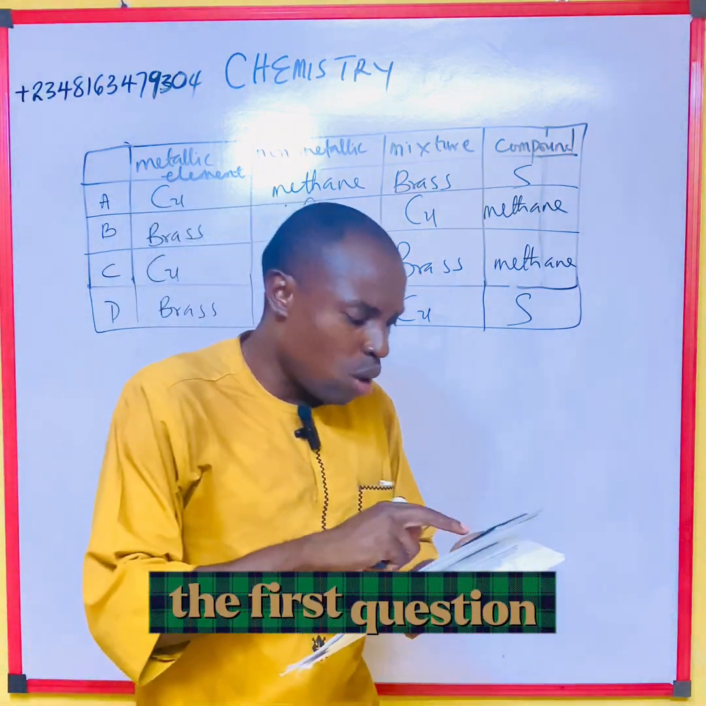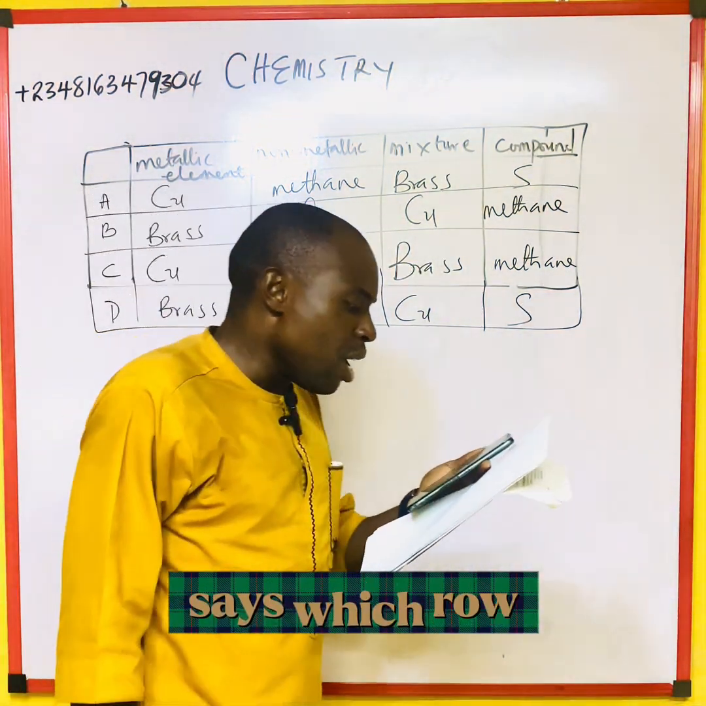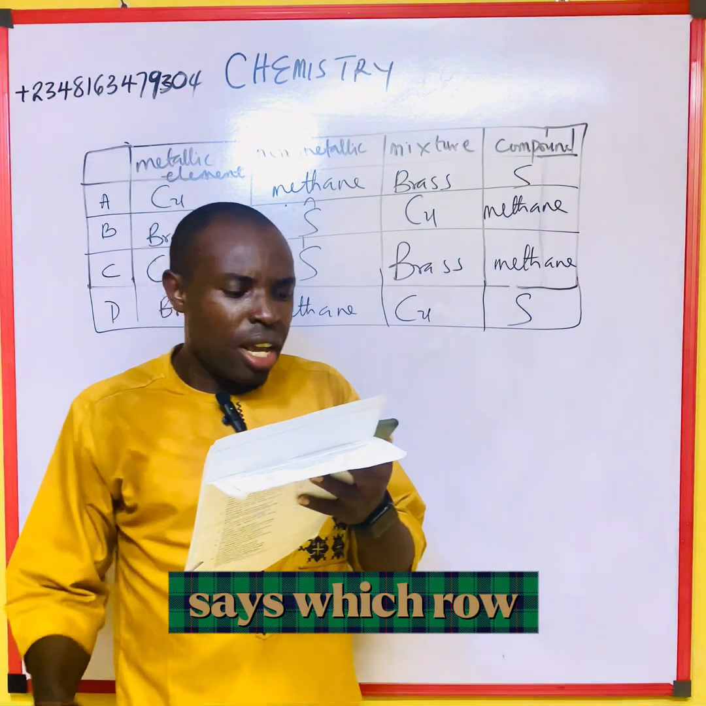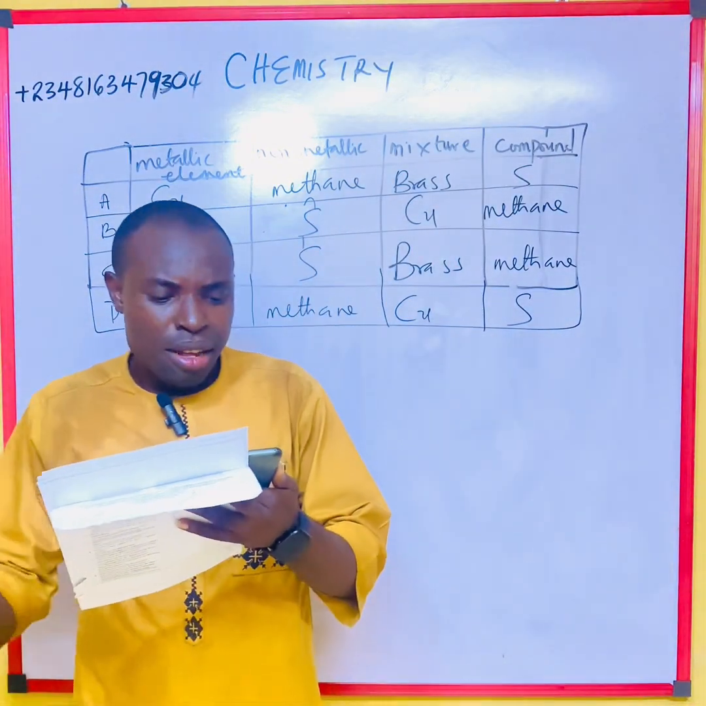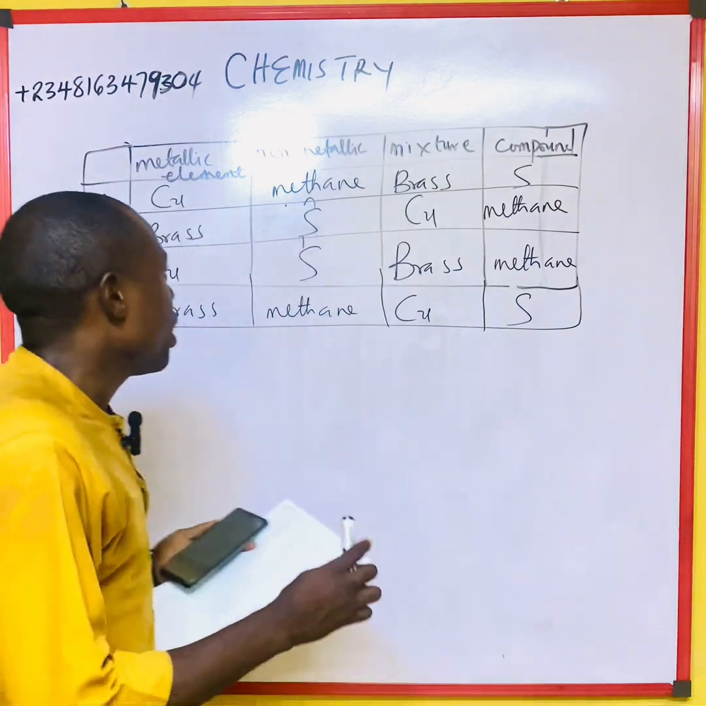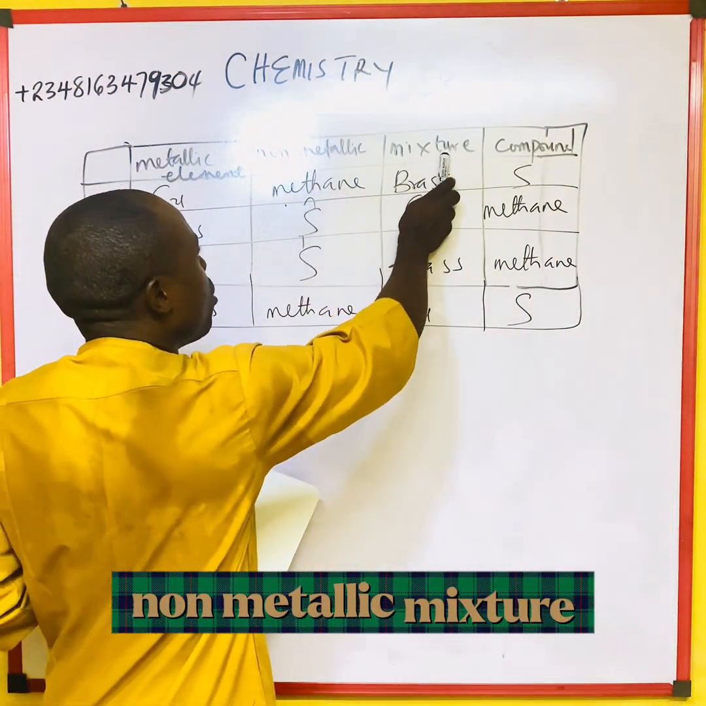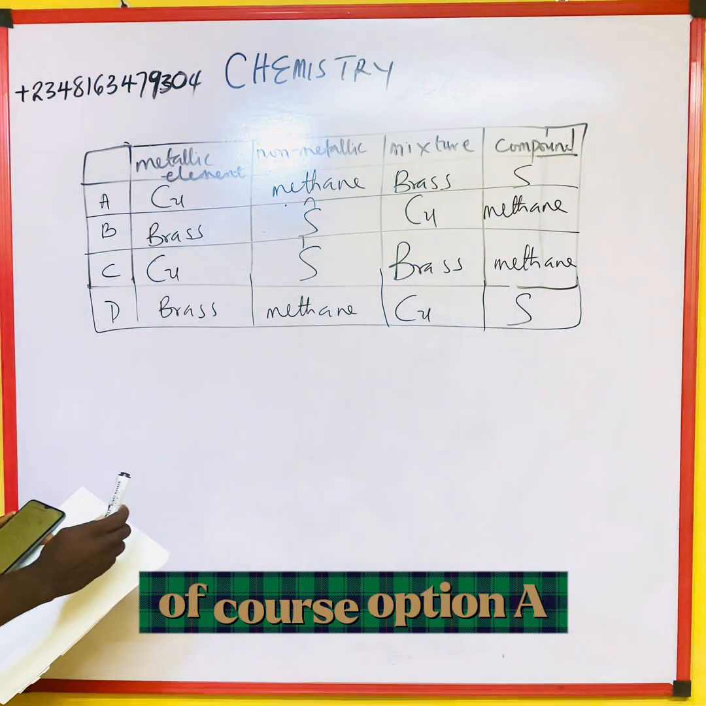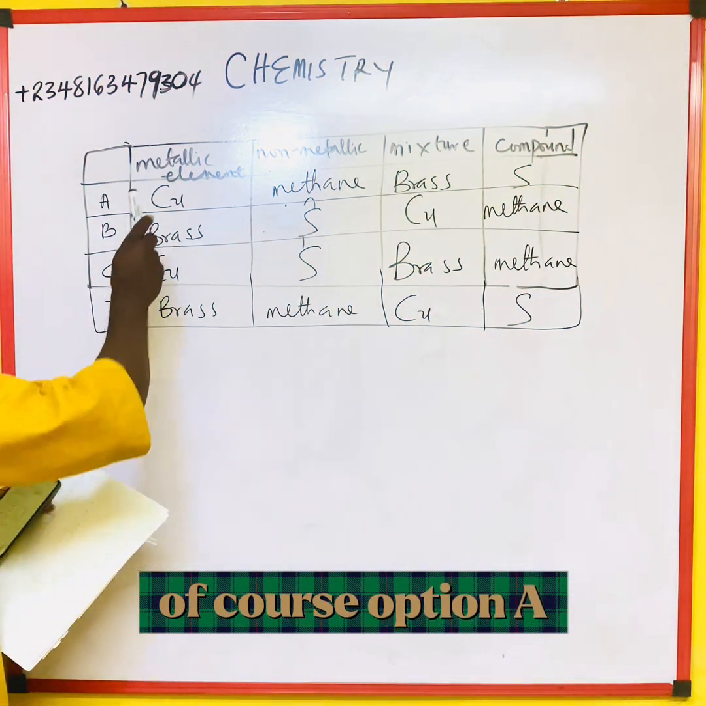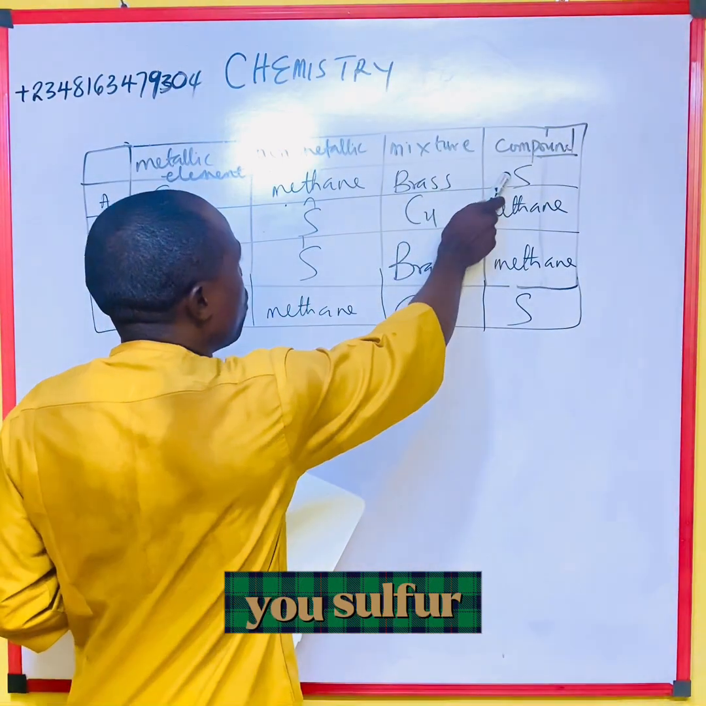So we'll take the first question that I have here. The first question says, which rule about elements, mixture, and compounds is correct? Now, if you look at the board, this is metallic, non-metallic, mixture, compound. Of course, option A, they gave you copper, they gave you methane, they gave you brass, they gave you sulfur.